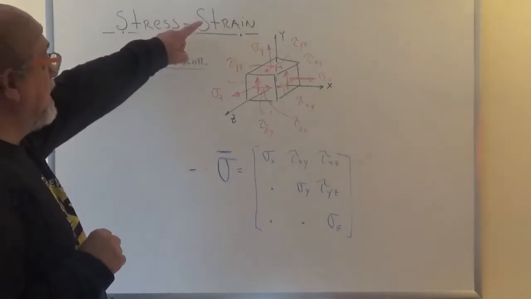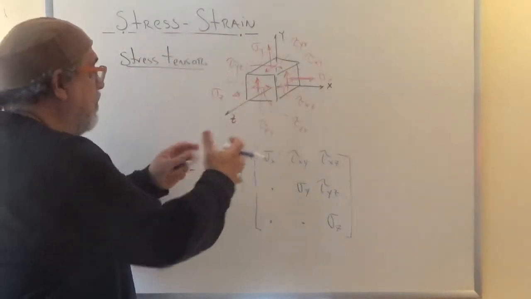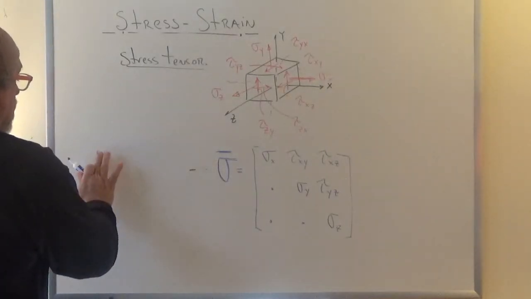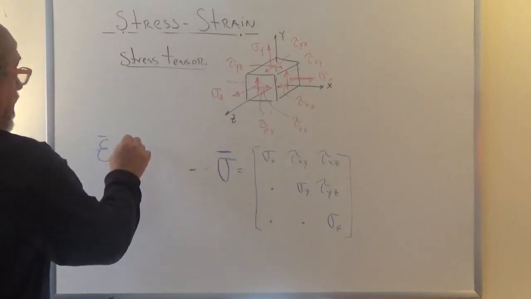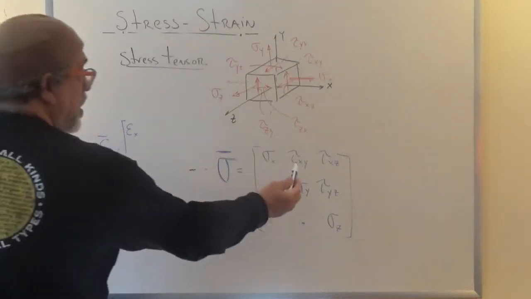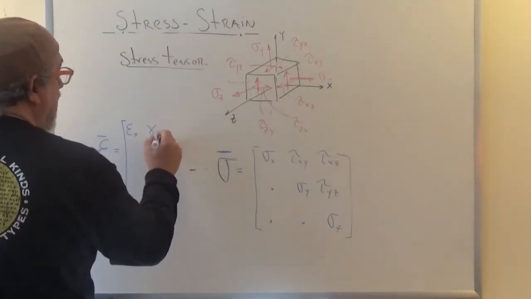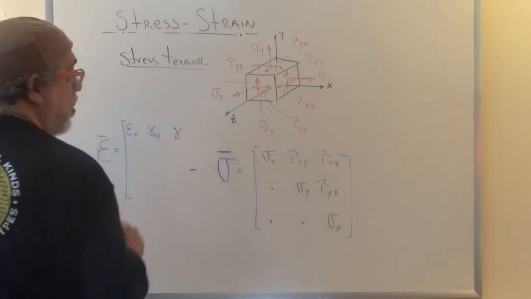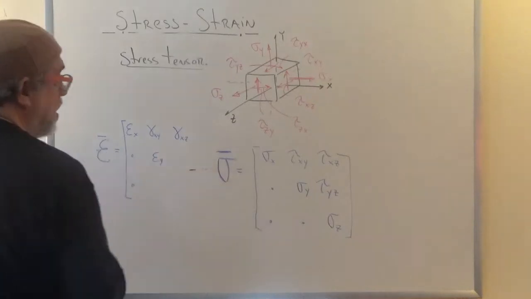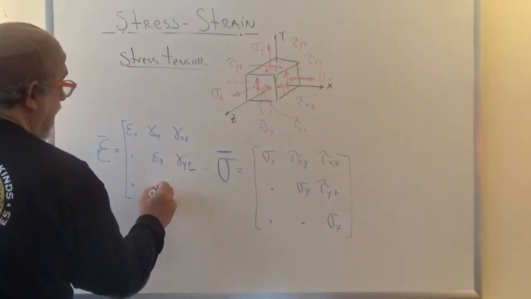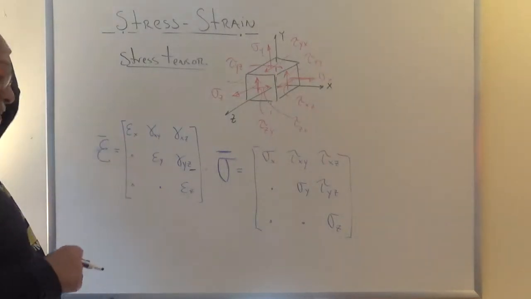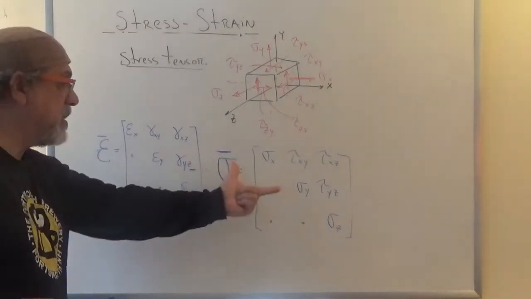The strain has a tensor which is in all form equivalent to this one. And when we refer to it, we would say that the strain tensor is another matrix corresponding to sigma x. There would be a strain in x. Corresponding to the shear tau xy, there would be a shear strain xy. Corresponding to the tau xz, there is a shear strain xz, and this one is also symmetrical. Then there is epsilon y and gamma yz, and then there is epsilon z. And this is the strain tensor, right?